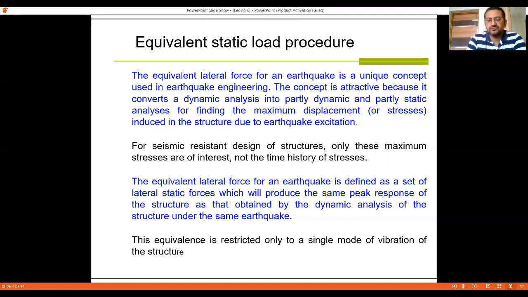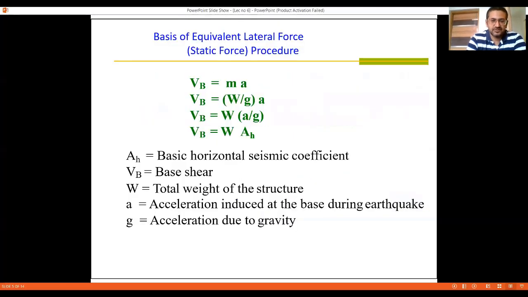restricted to only a single mode of vibration of the structure, whereas the response vector method takes into consideration multiple modes of vibration of the structure. Because at each and every floor, there is going to be a concentrated mass, and with each and every mass, there is going to be a degree of freedom associated, right? So as the number of floors increases, the number of degrees of freedom also increases.